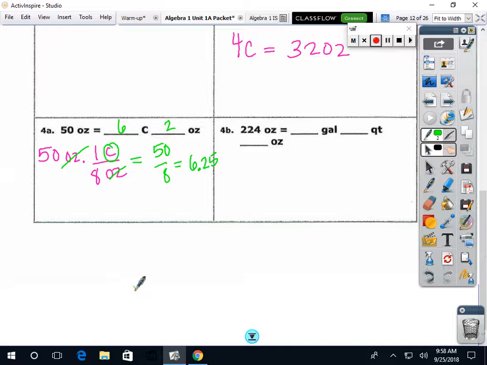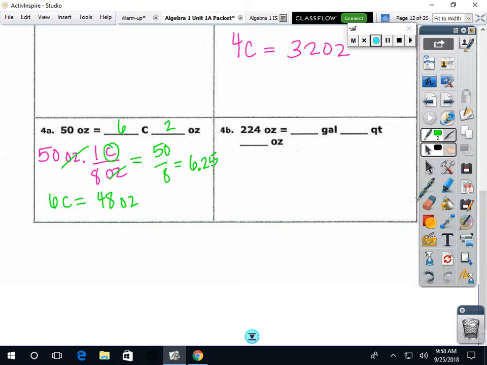Okay, or if you're not able to do it that way, like if you can't think of it as a quarter of 8, then you can say, well, 6 cups is 48 ounces, and then that would mean for there to be 50 there, 2 were left over, 48 plus 2.